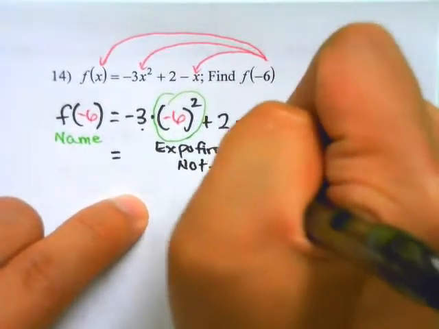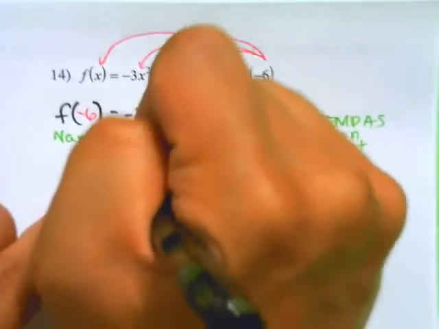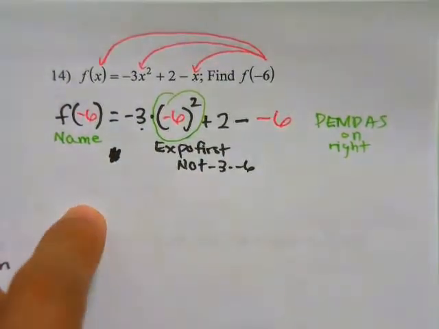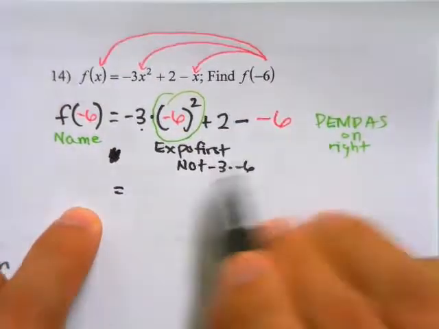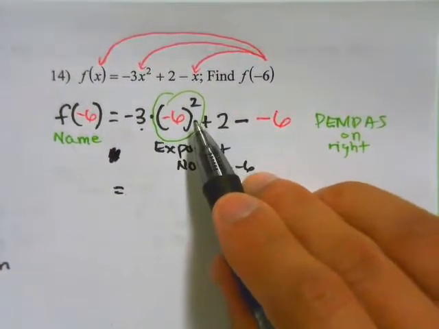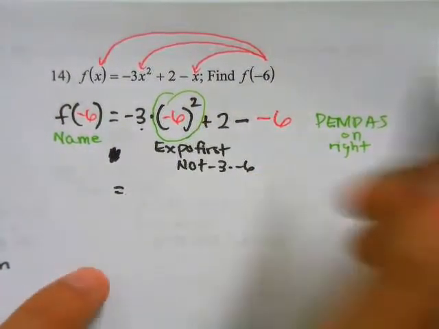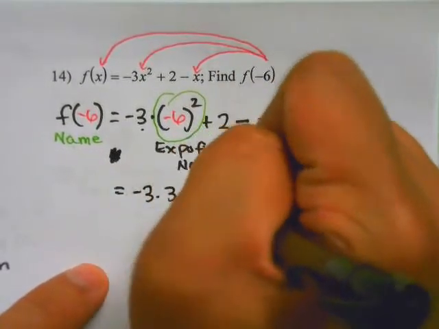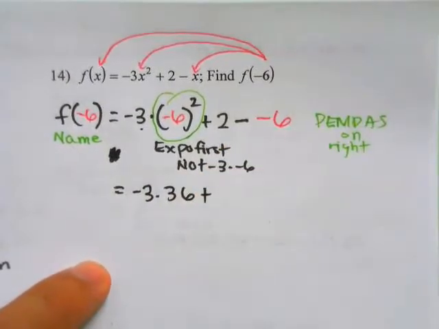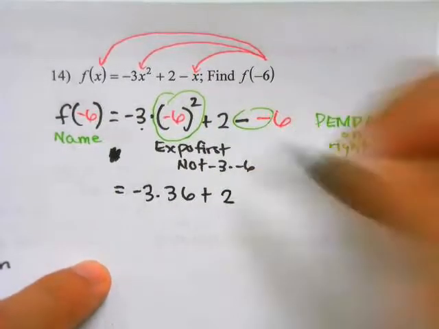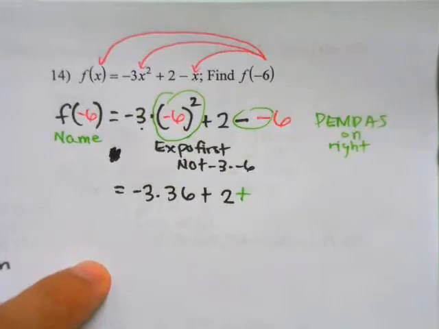And not negative 3 times negative 6. Okay, so let me just go down to get a little bit more room. So please do exponents first. Negative 6 times negative 6 is positive 36. So it will be like that. Plus, and then I'm going to change this. A minus negative turns into what, you guys? It turns into positive. Okay.